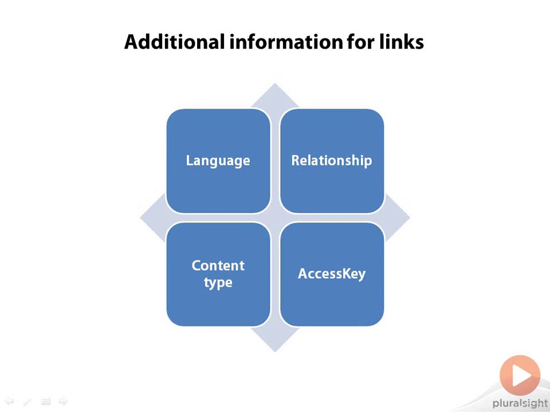Now there are a variety of other attributes you can apply to your links that provide hints to the client about what you're linking to. Things such as the language that the document you're pointing to is in, whether it's English or Spanish or German. The content type, is it text HTML, is it XML? The relationship, is it a previous or next document in your series of documents? Is it the table of contents? And you can also provide an access key.